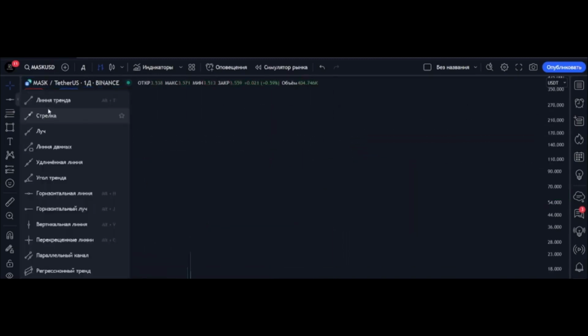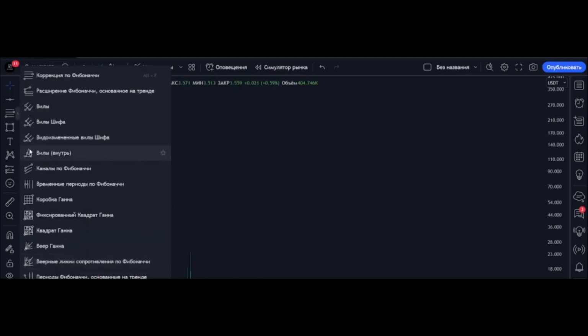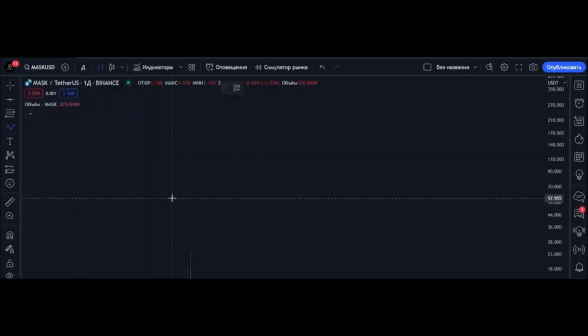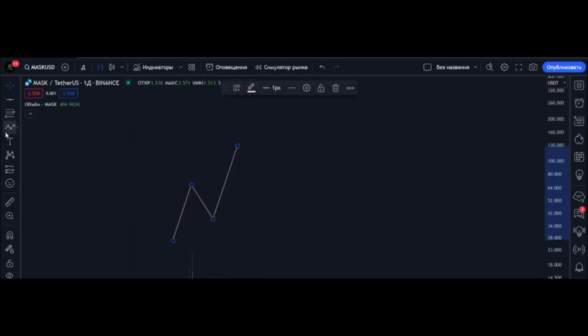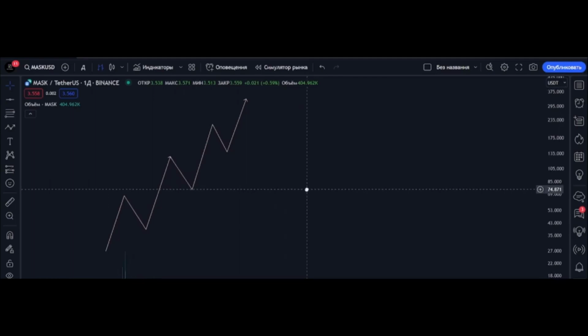I'll draw it now. Let's get a tool. I'm gonna find it now. Okay, we need a trajectory. Went up, went down, then went up again, went down again. I have a little bit here. Well, and off we went again upstairs. Well, let's say. This is how our bullish trend is shaping up.